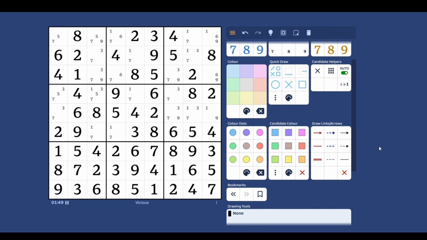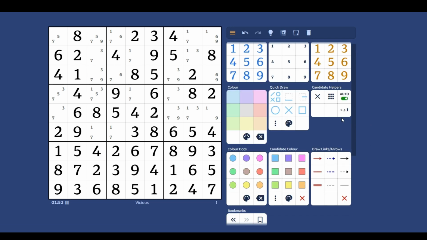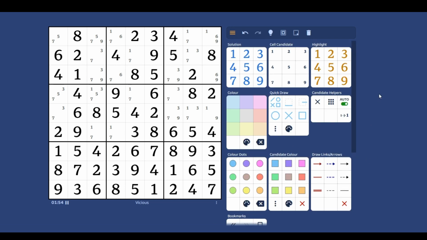So one of the simplest cases of an XY chain is when you're only moving between the same two values. So here we have a grid from Sudoku Snake, and you'll notice we have a lot of bivalue cells with the values 1 and 7. We have this one, this one, this one, and this one. And you'll notice they're all connected in the sense that they see at least one other cell. So what we could do is actually form a chain out of this.